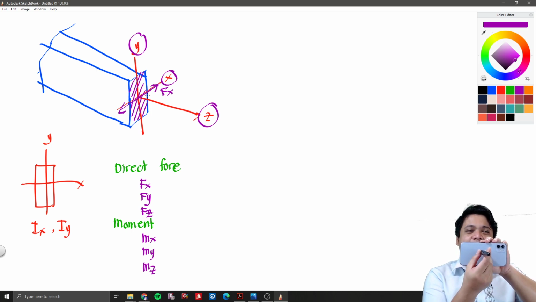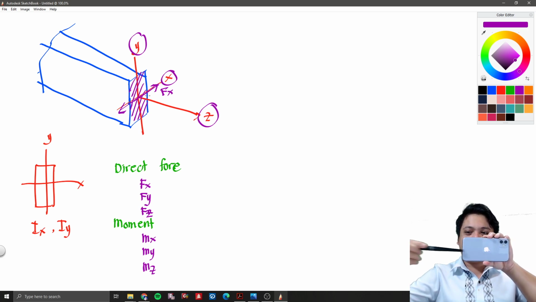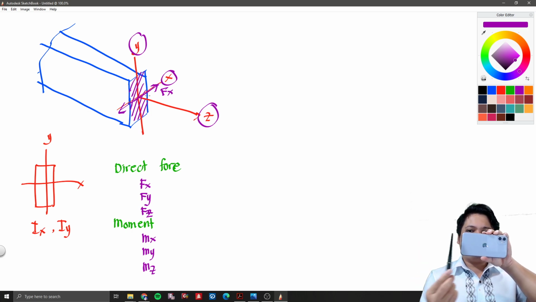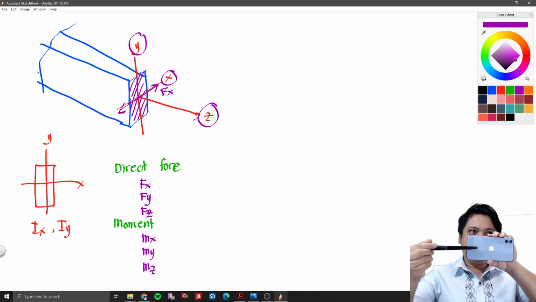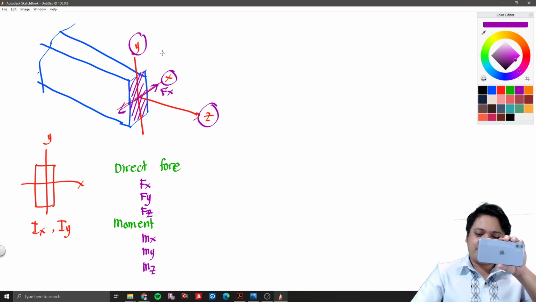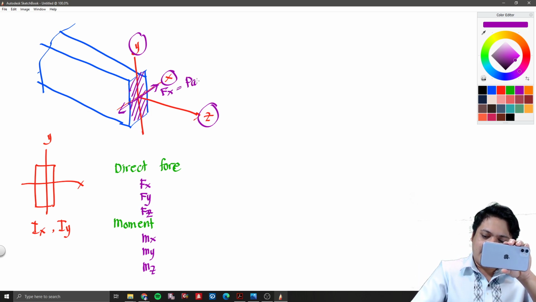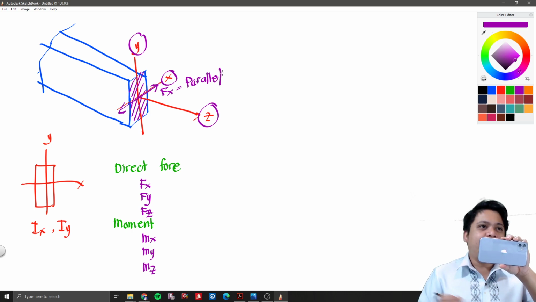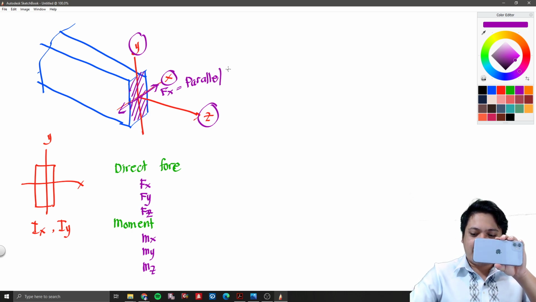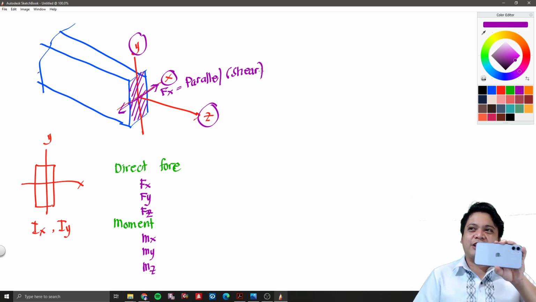Okay? If I'm telling you Fx, that is the force parallel to the x, iyon yung force ko na paganto. Dun sa area. Okay? Kung papansinin nyo, if this is the area, yung force ko is parallel to the area. Okay? So, parallel to the area. So, parallel. Okay? So, later on, tatawagin natin tong shear. Okay? Shear ang tawag natin doon.